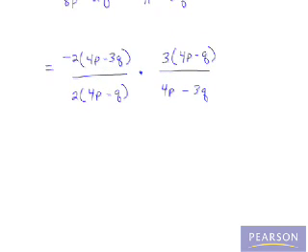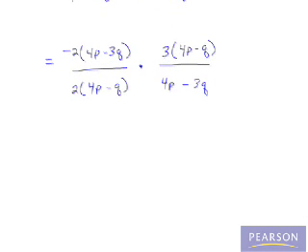So now let's see if we have any common factors that divide out. We see that we're sharing a 4p minus 3q. Those are gone. Common factor of 4p minus q, 4p minus q, they're gone. And we see here we have negative 2 and a positive 2. There are two ways of looking at this. We can divide out these common factors of 2, and we would be left with negative 3, which is our final answer.